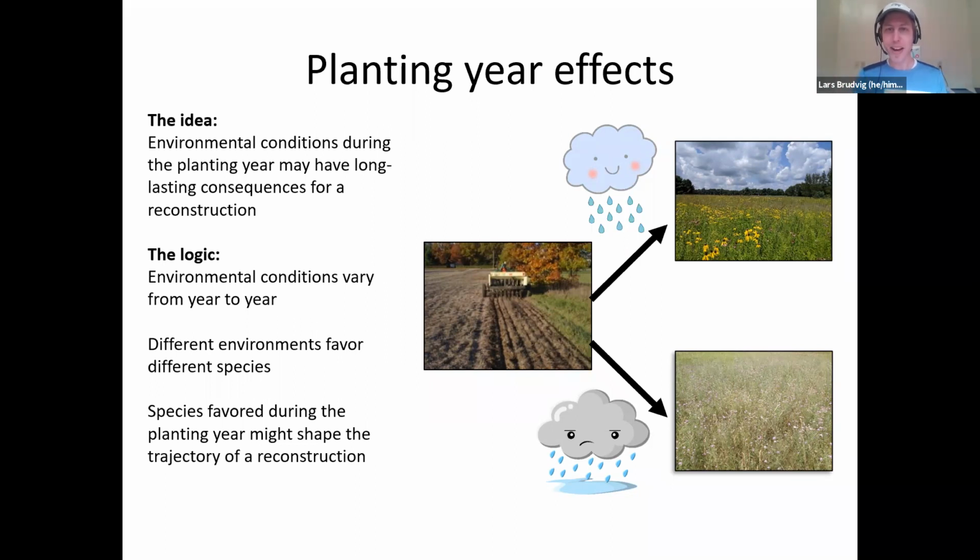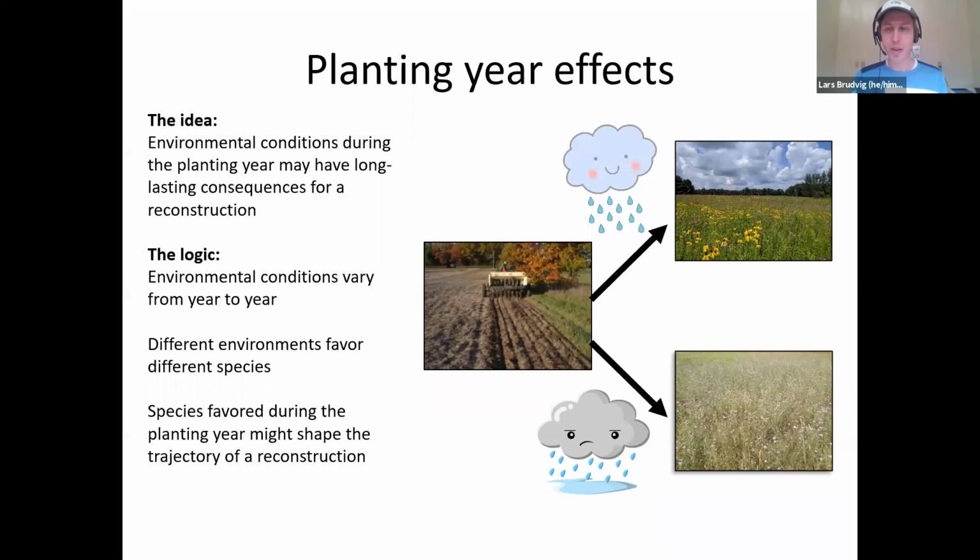Now, what I think is really fascinating about this is that this suggests that we could essentially do a thought experiment here and say we could restore or reconstruct a single site twice over in exactly the same way and maybe not get the same result. In fact, we might get a substantially different result because the conditions may vary in one year over another. So I think this is a really fascinating idea from the perspective of being an ecological researcher.